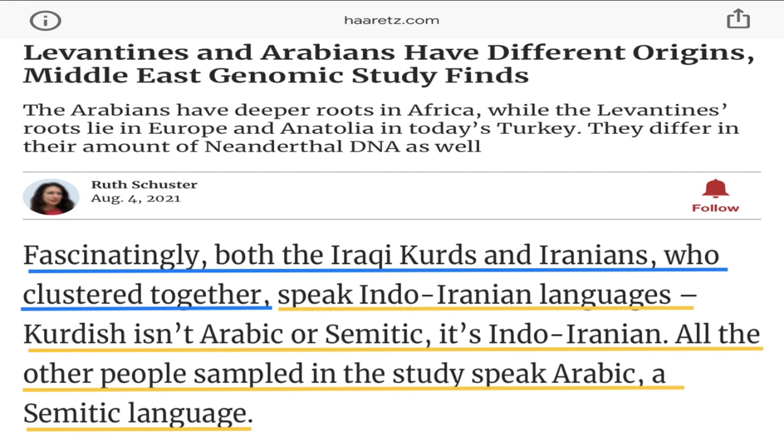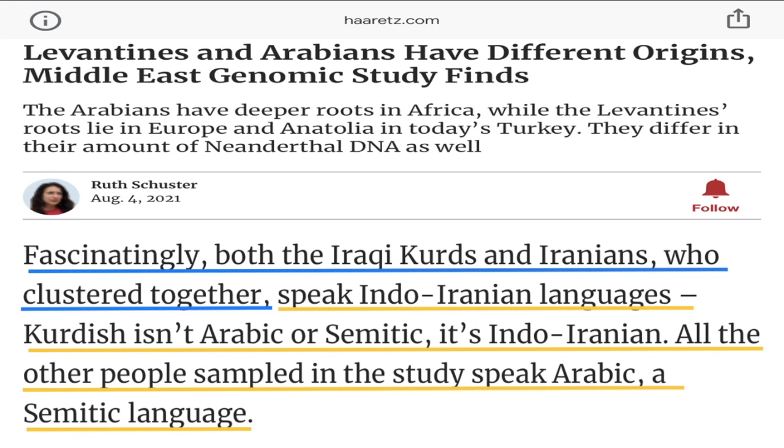Fascinatingly, both the Iraqi Kurds and Iranians who clustered together speak Indo-Iranian languages. Kurdish isn't Arabic or Semitic, it's Indo-Iranian. All the other peoples sampled in the study speak Arabic, a Semitic language. So we see right here that people who speak the Arabic language are genetically tied to people who speak Indo-Iranian languages, like the Iraqi Kurds and actual Iranian people.